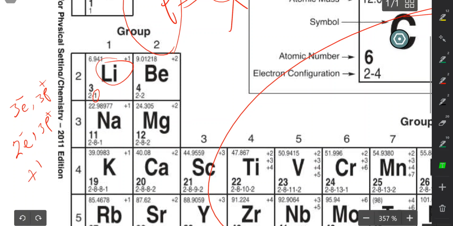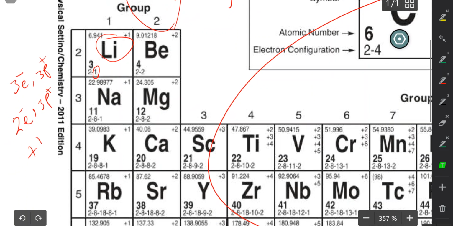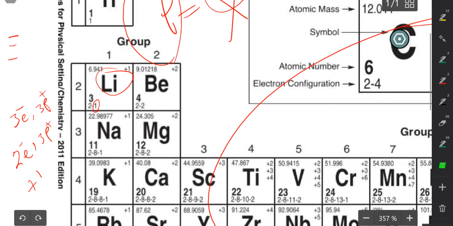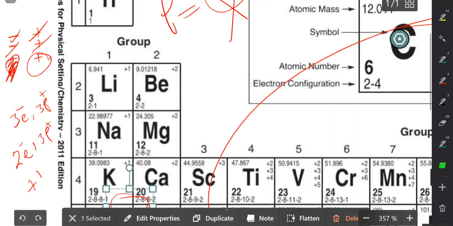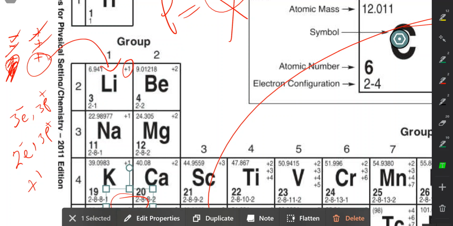So, 2 negatives, 3 positives. If you initially had 3 negative charges and 3 positive charges, and you lost one of those negatives, now this negative will cancel out with this positive, this negative will cancel out with this positive, and you'll only be left over with 1 positive charge, hence the charge of this lithium ion, +1. Again, the reason why it wants to lose that valence electron and form a +1 ion is because it wants to achieve chemical stability.